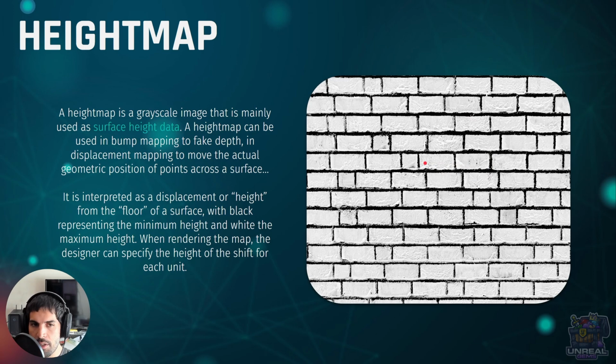We can displace things. So we can interpret it as a height from the floor of a surface. Black will represent the minimum amount of displacement and white the maximum. We can also use HDR textures, so it can also represent units of displacement. So you can actually say that the brick needs to pop out a certain amount of units, and you can use that in the shaders to obtain that change in the geometry of the object.